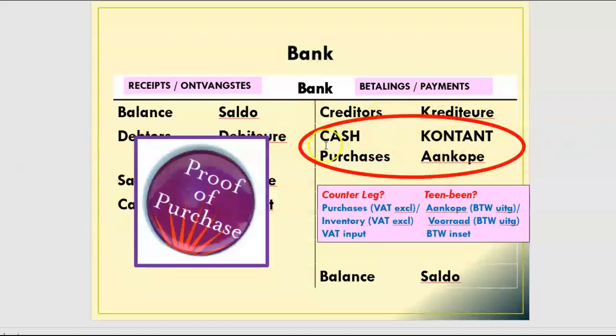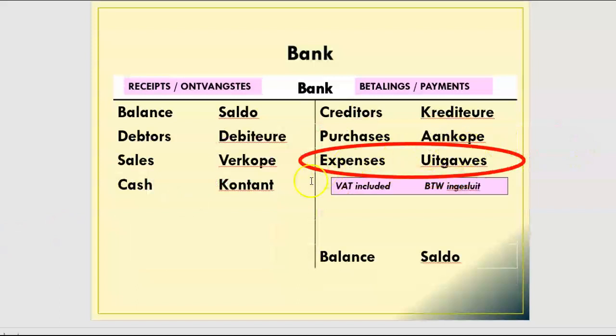Cash purchases. If I've done cash purchases out of my bank account, I've transferred money out of my bank account in order to pay for those purchases. I'm going to debit purchases if it's a periodic system, VAT exclusive, or debit inventory if it is a perpetual inventory system, VAT exclusive. I'm going to debit VAT input, and obviously the bank will be credited with the amount that I've paid. All other expenses which I'm going to pay will go through my bank account, and where there's VAT applicable on the expense, it will include VAT.